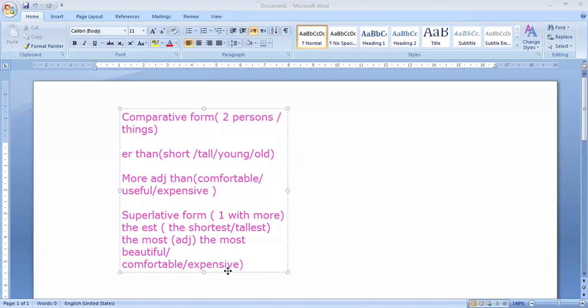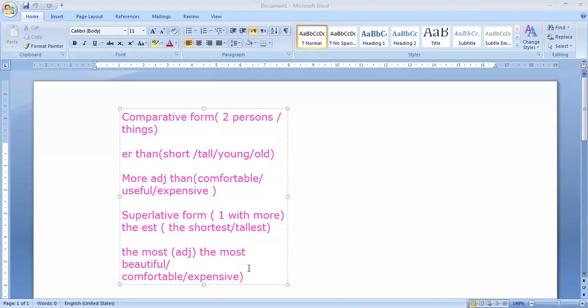Here we compare one person with more. We say the most beautiful, the most comfortable, the most expensive. In the comparative we say more comfortable than, or more useful than, or more expensive than. In the superlative, comparing one with more, we add est to the adjective, like the shortest or the tallest, which are adjectives of one syllable. With longer adjectives, we say the most beautiful, the most comfortable, the most expensive. Let's continue our revision today.